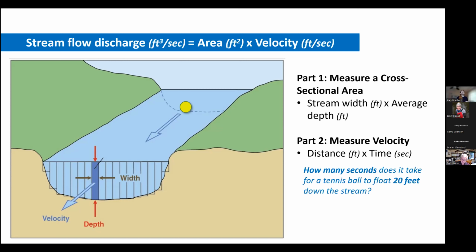Part 2 is velocity. So this is distance, feet, over a period of time, seconds. So the question we are answering by measuring velocity is how many seconds does it take for a tennis ball to float 20 feet down the stream? We always use 20 feet for our distance. And I'm going to walk through each of these methods.